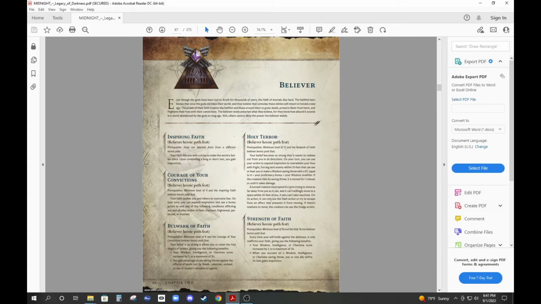And they have the feats Inspiring Faith, Courage of Your Convictions, Bulwark of Faith, Holy Terror, and Strength of Faith.